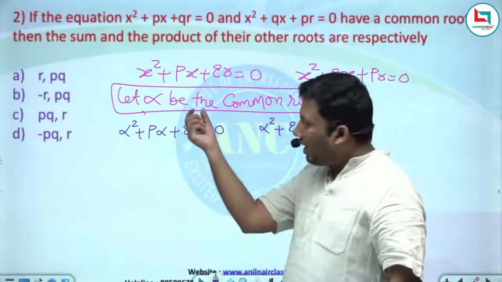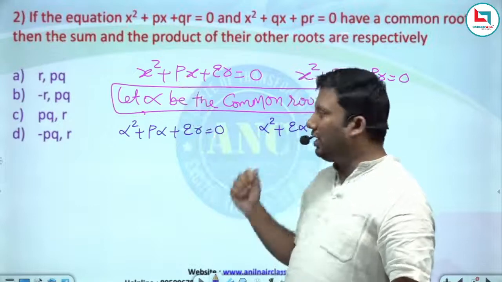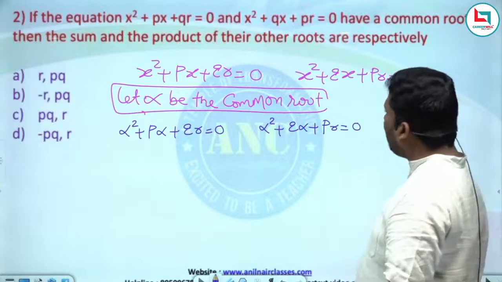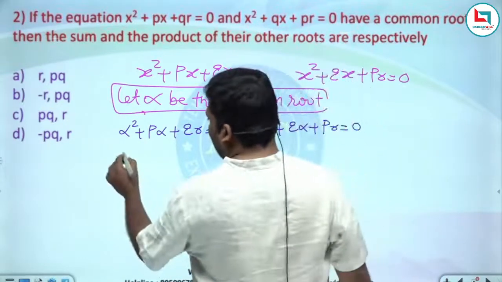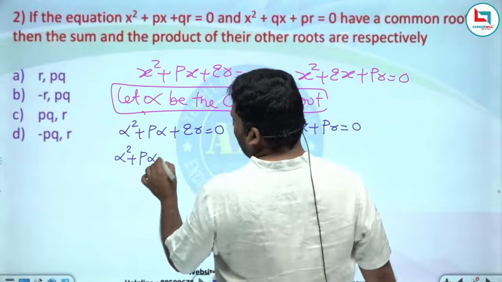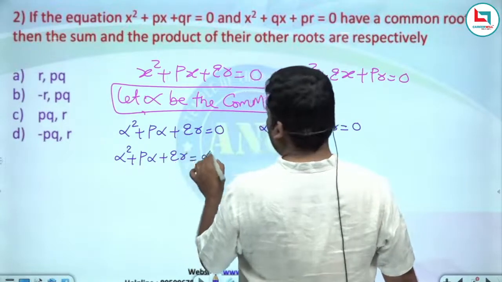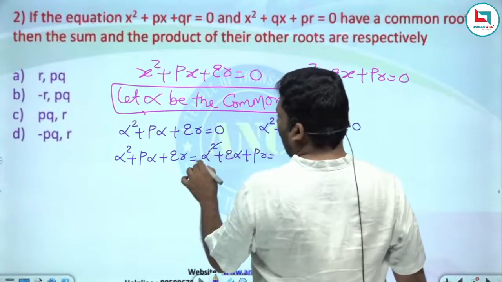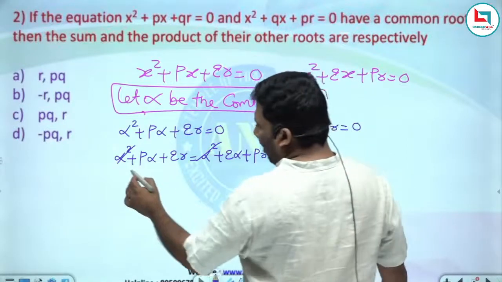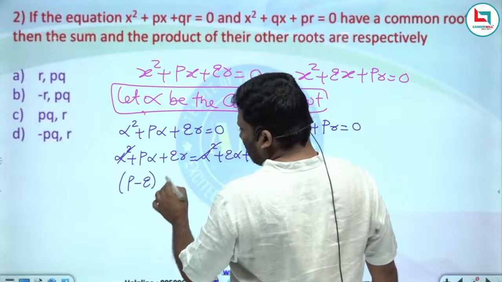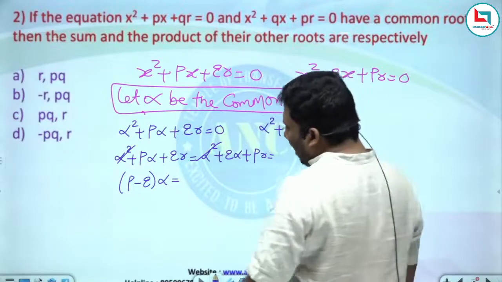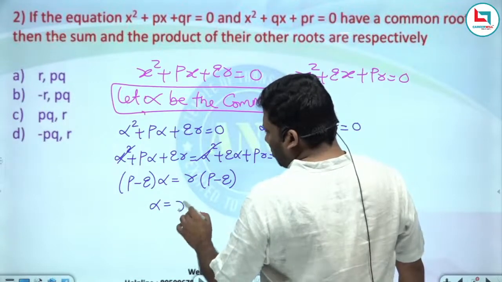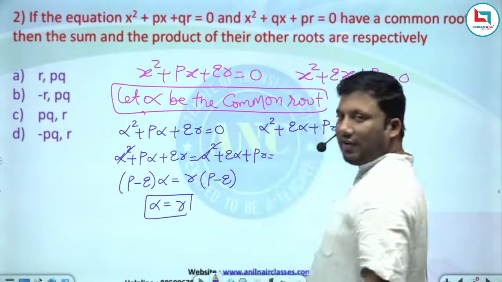I hope it is there, right? Alpha is the root which is common in both the equations. So alpha square plus p alpha plus qr is 0, and alpha square plus q alpha plus pr equivalent to 0. If I equate both of them, alpha square cancels. P alpha minus q alpha, p minus q into alpha, equals pr minus qr, r into p minus q. So alpha is given by r.